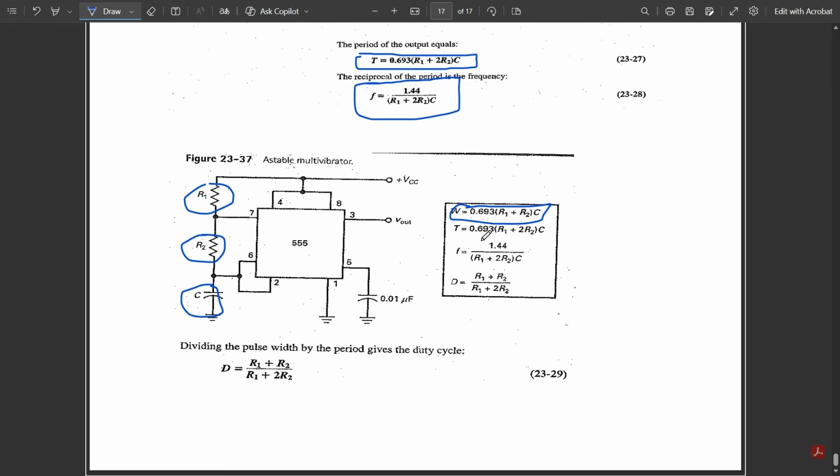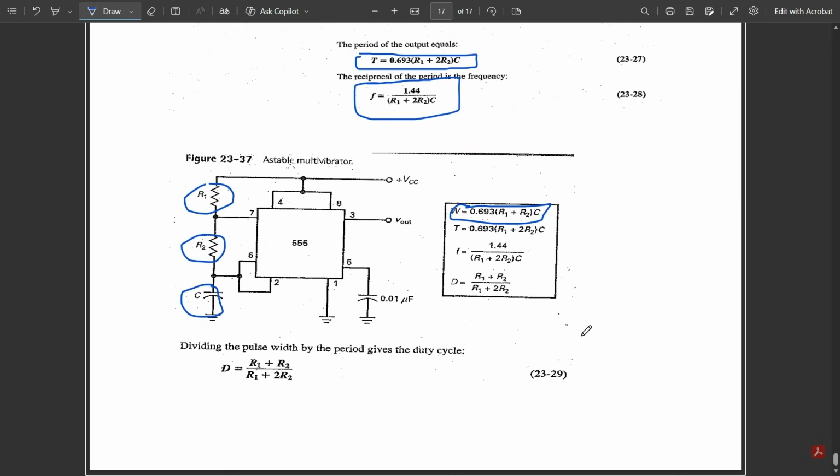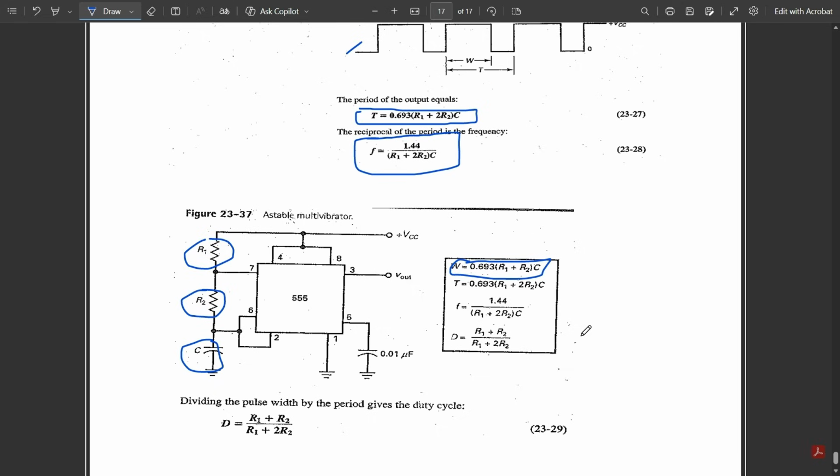Then the time period is 0.693 (R1 plus 2 R2) into C. Frequency is the reciprocal of this, and the duty cycle is (R1 plus R2) divided by (R1 plus 2 R2). So these are the operating parameters of an astable multivibrator circuit. These two operations are very important, guys. Please note it down.